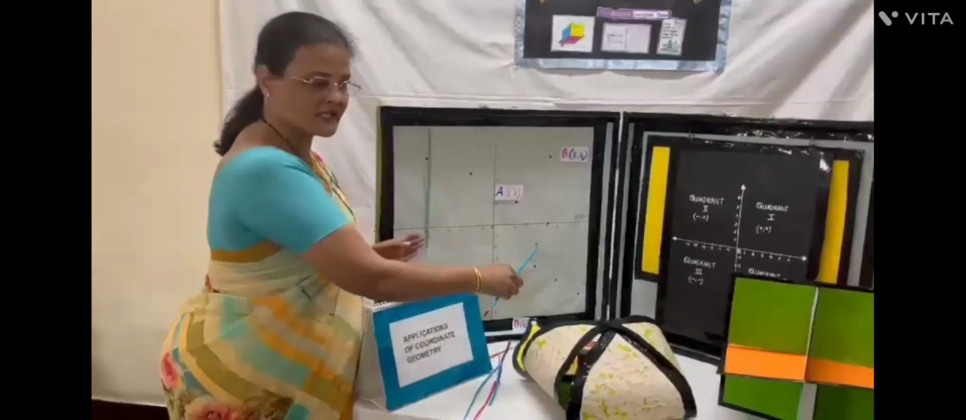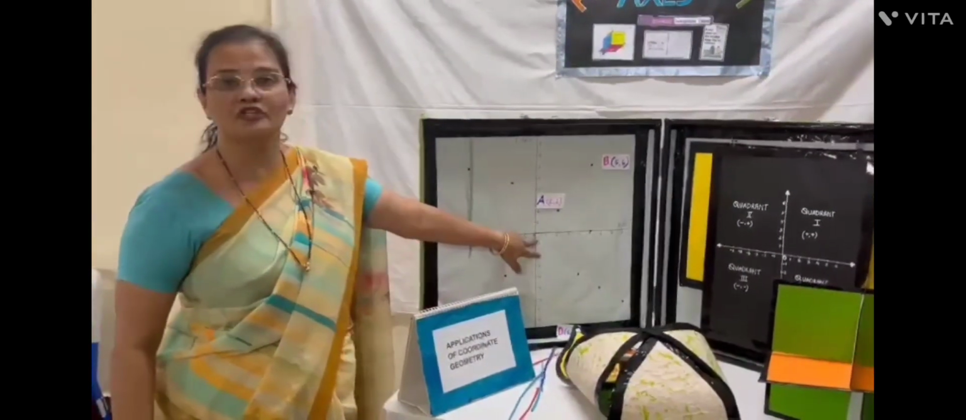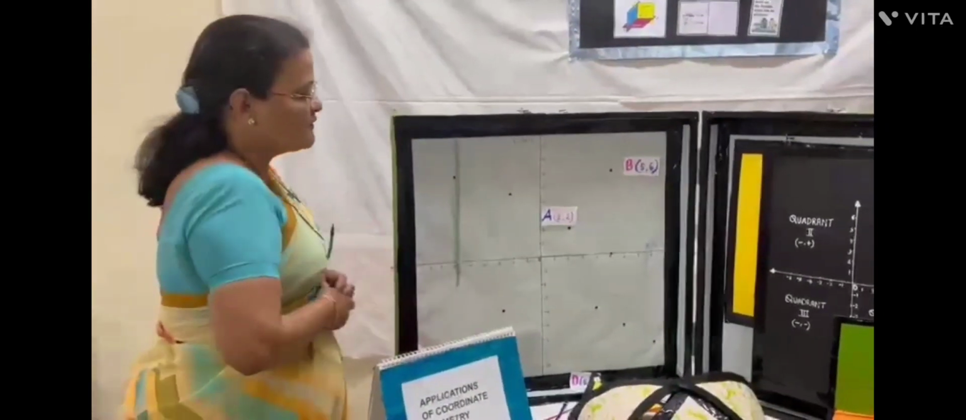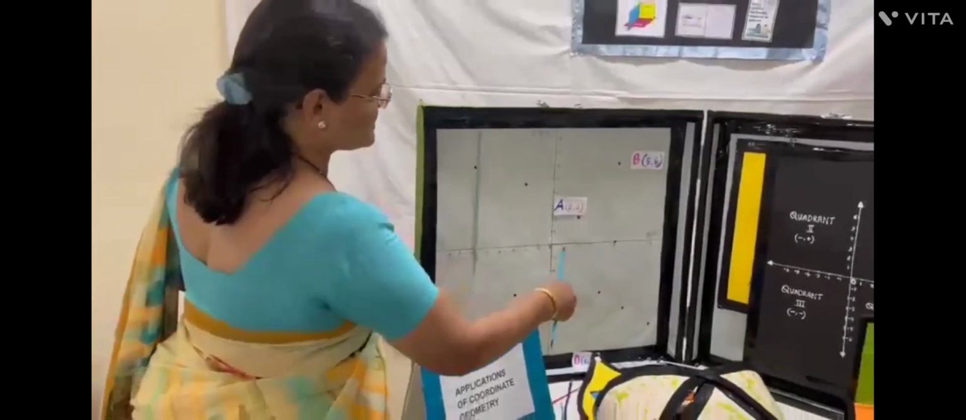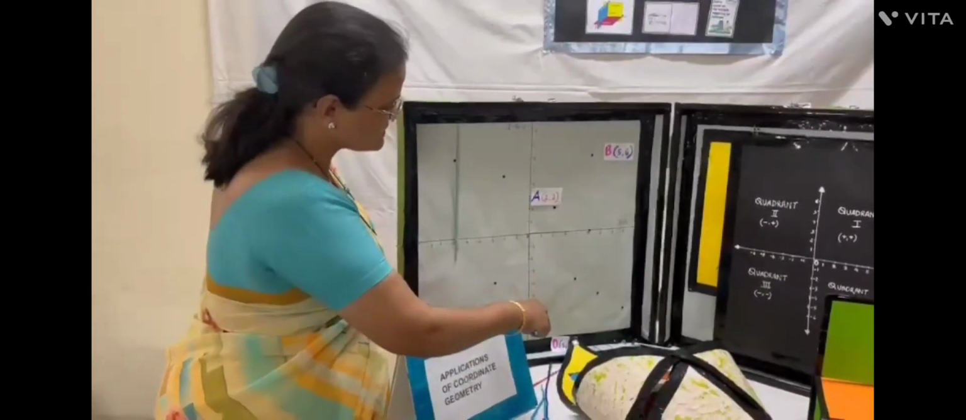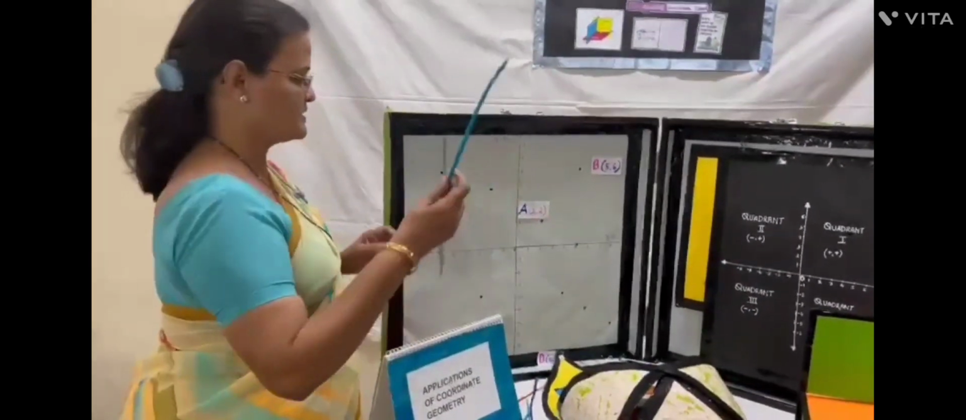The horizontal x-axis and vertical y-axis intersect at the point of origin, so its coordinates are 0, 0. For points on the x-axis, the y-coordinate is 0, whereas for points on the y-axis, the x-coordinate is 0. So this can be easily understood.